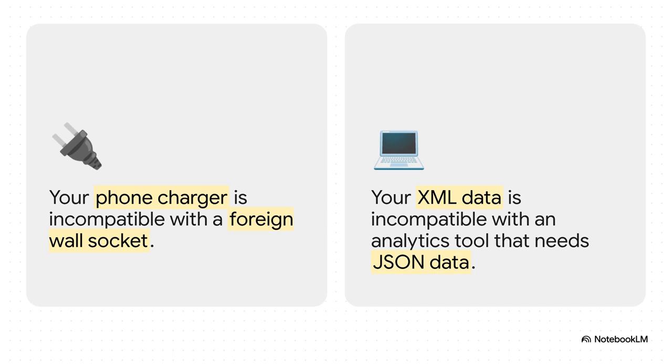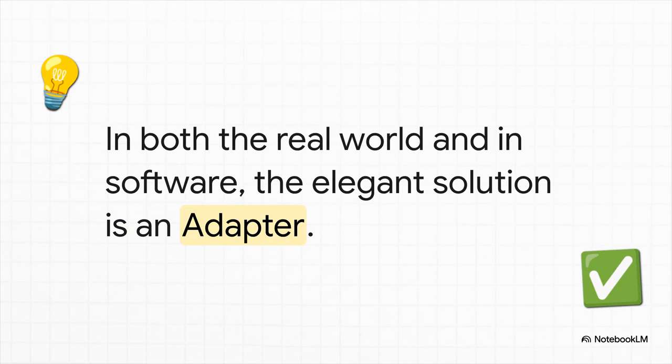Maybe your app churns out data in XML, but you've got this shiny new analytics tool that only speaks JSON. The core job is the same, but the interface, the way they connect, is totally different. And the solution for both of these problems is actually super simple and elegant. You use an adapter, right? Instead of tossing your charger or rewriting that entire analytics tool, you just put a little something in the middle that lets them talk to each other.